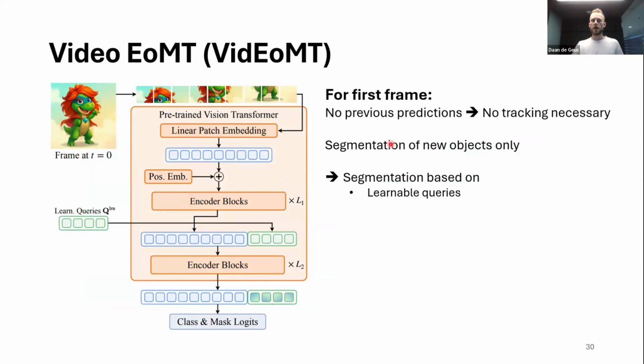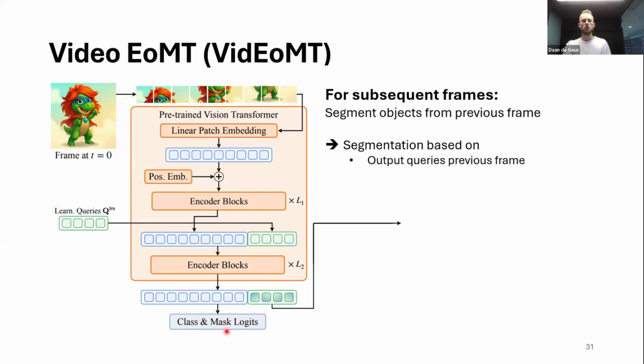So we only need to segment the new objects that are present in this first frame. So we just apply EoMT as is. We compute the patch tokens, we take the learnable queries, concatenate them with the patch tokens, and then process them to finally produce the class and mask logits.